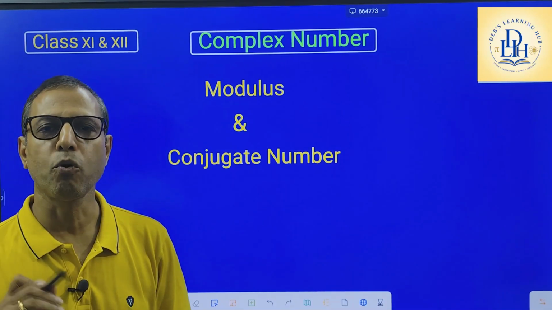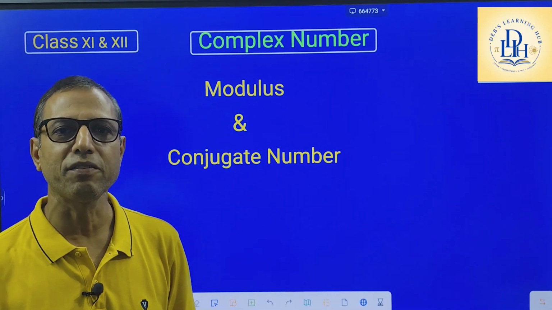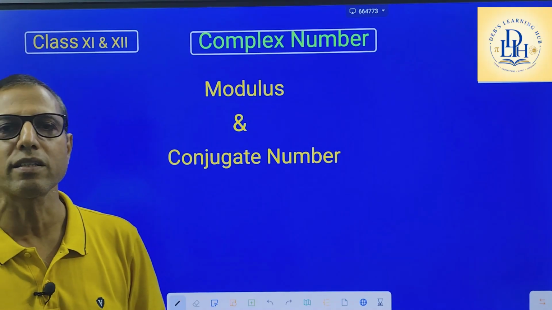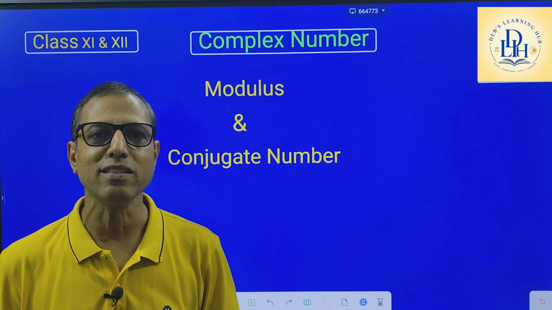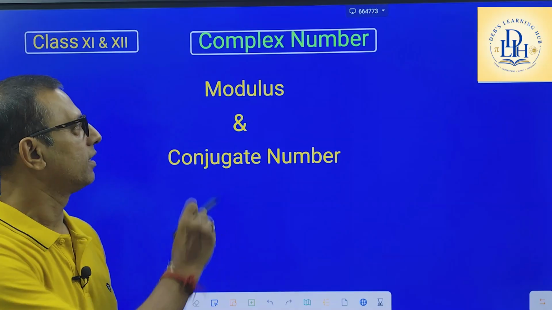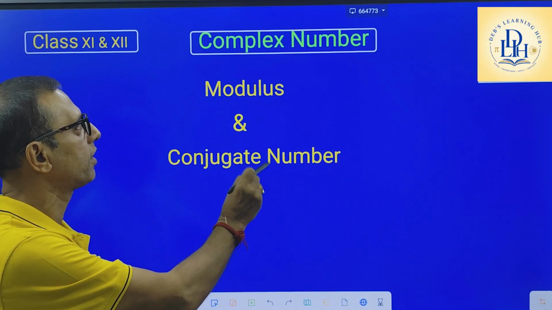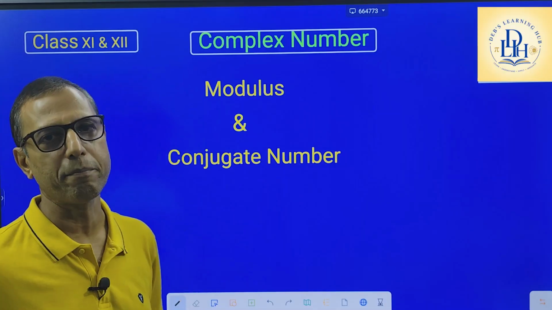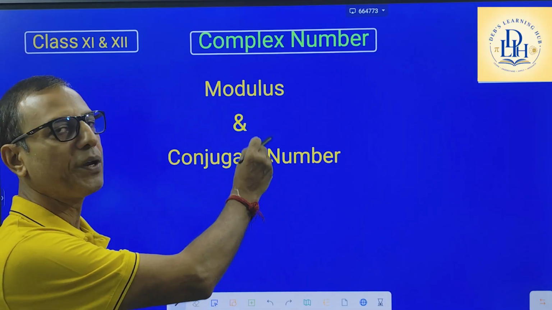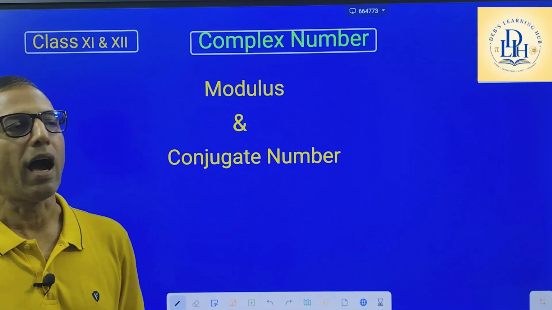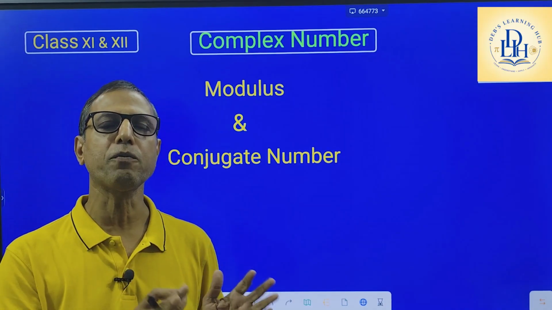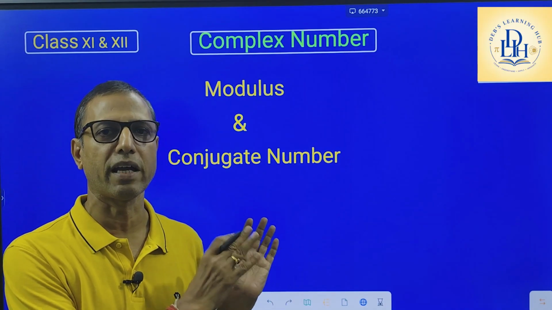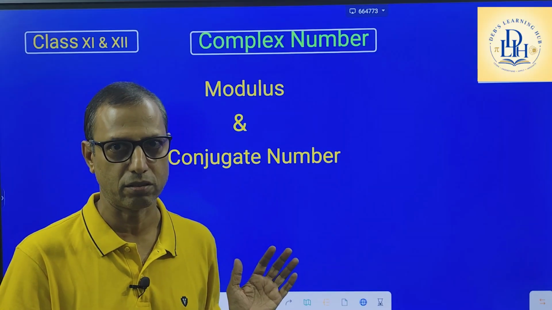Very important both in your board exam class 11 and 12 students as well as in your JEE mains and advanced. This modulus and conjugate number from complex number. This topic is very important. So this is the 5th class on complex number. I suggest you go through all the 4 sessions on complex number I have covered prior to this.